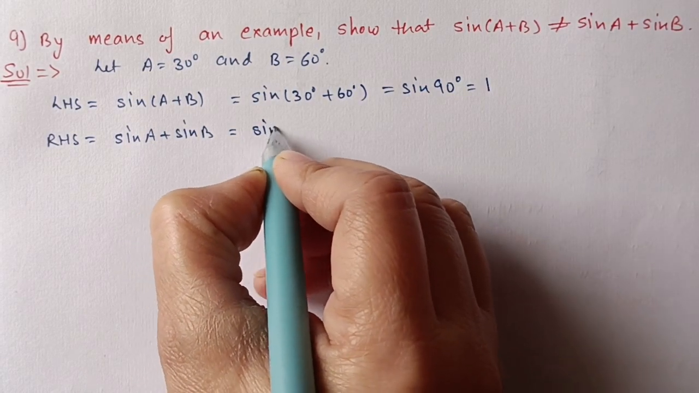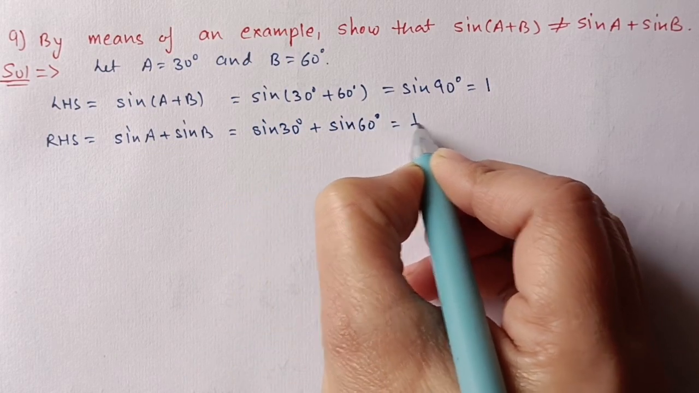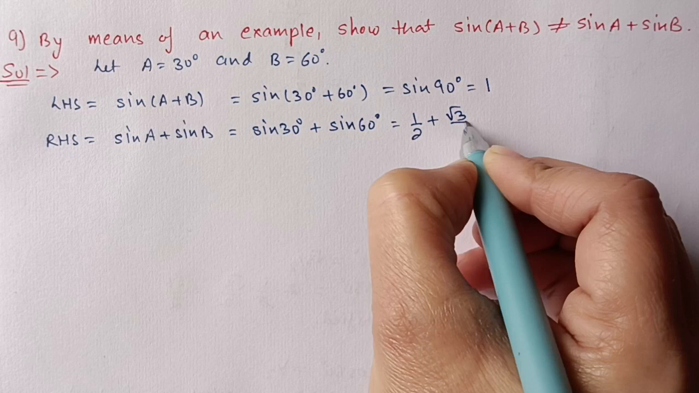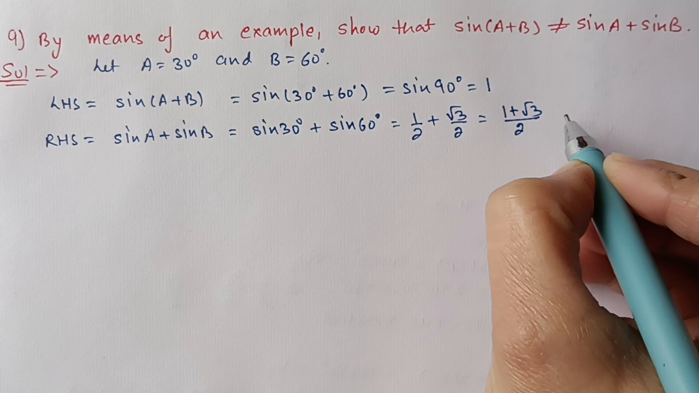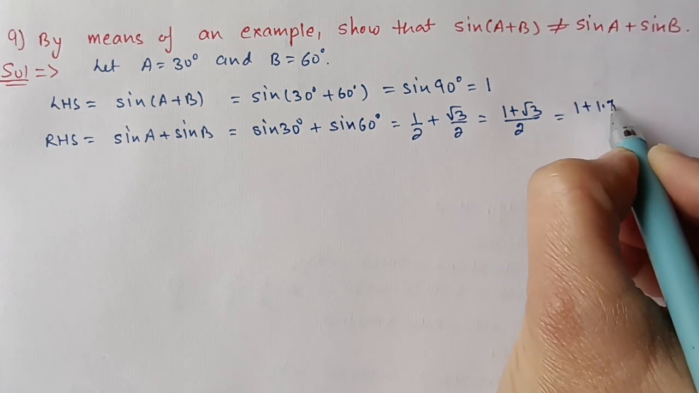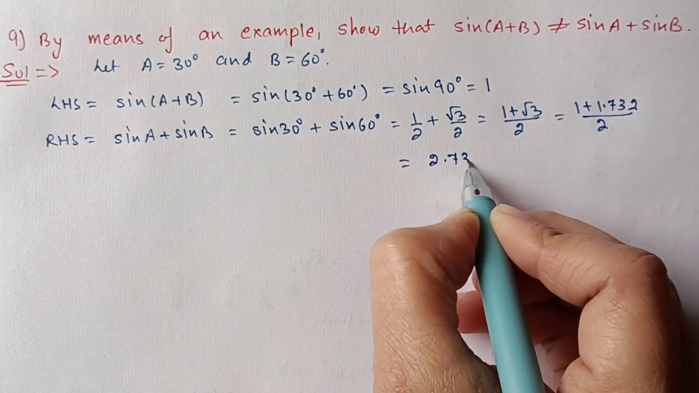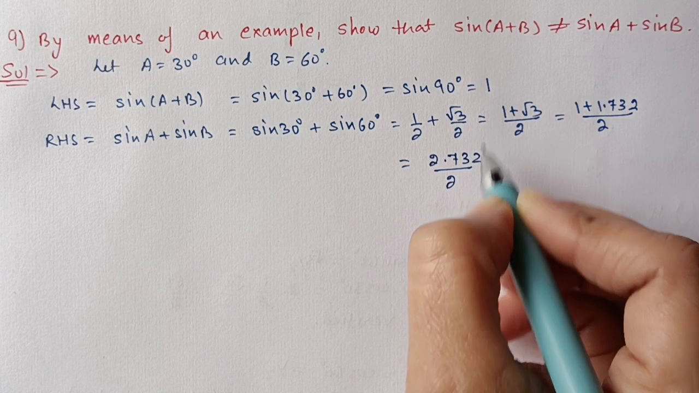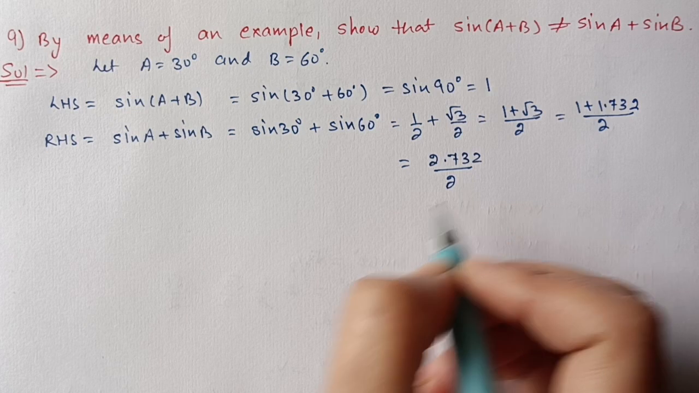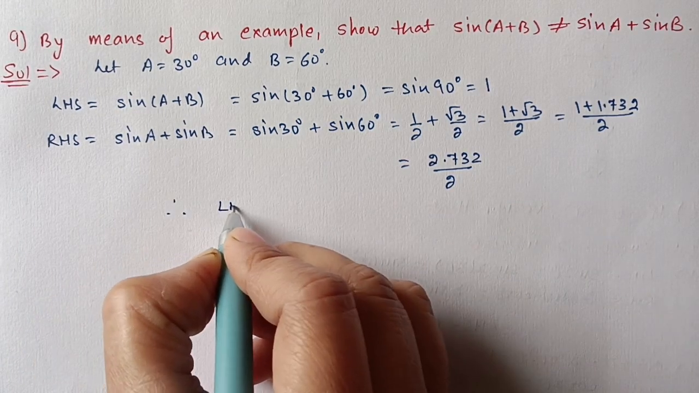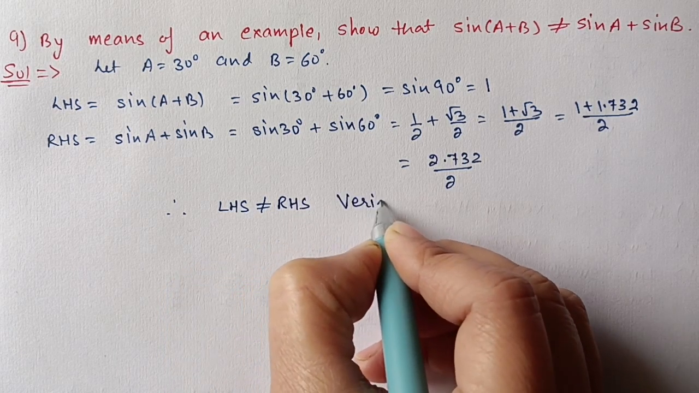Now sin 30 plus sin 60. Sin 30 value is 1 by 2 and sin 60 value is root 3 by 2. So this is (1 plus root 3) by 2. And if you substitute root 3 value 1.732, upon 2, you will get 2.732 upon 2. You can see both the values are not coming the same. After dividing also we will get 1 point something. It is not the same. So therefore left side is not equal to right side and hence it is verified.